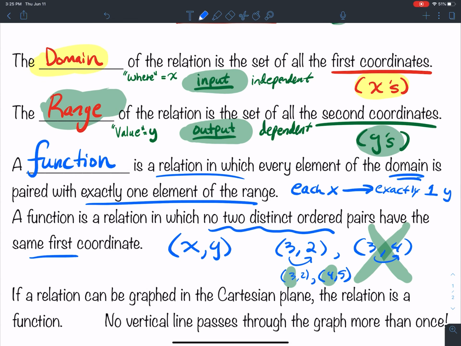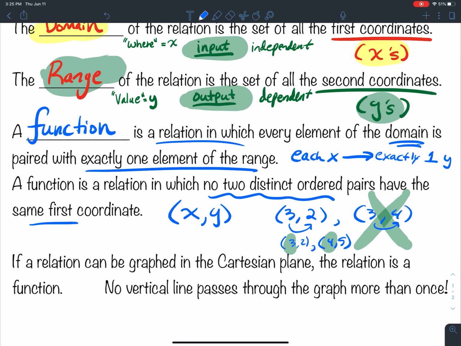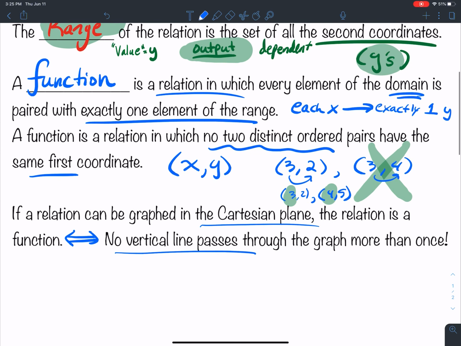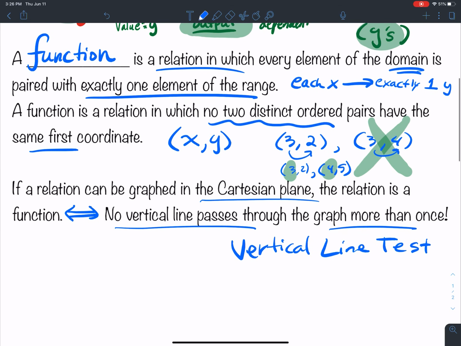Now if a relation can be graphed in the Cartesian plane, the relation is a function if and only if, this works both ways, there's no vertical line that passes through it more than once. This is called the vertical line test. To actually prove that a function is a function is kind of difficult to do mathematically. It's beyond the scope of the class.